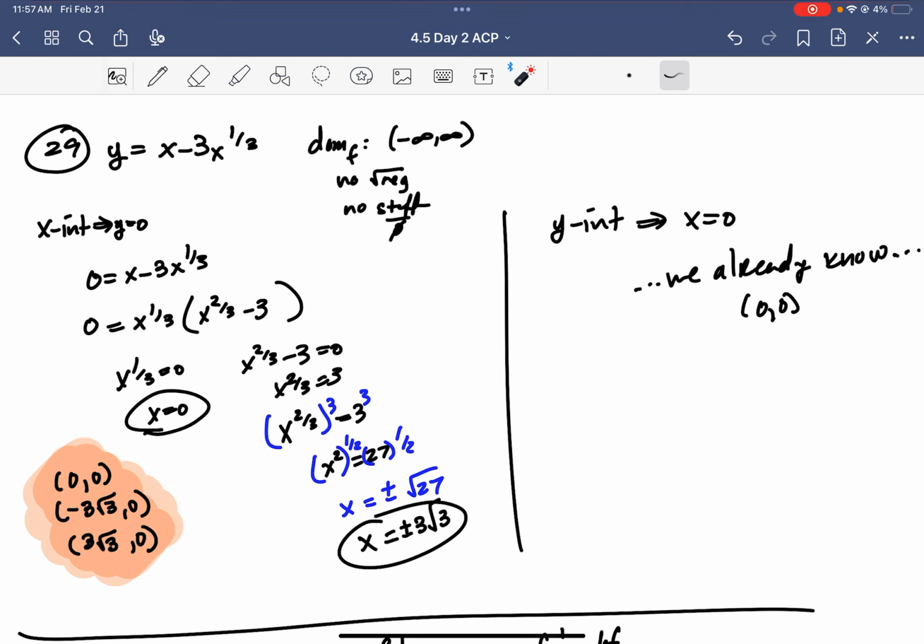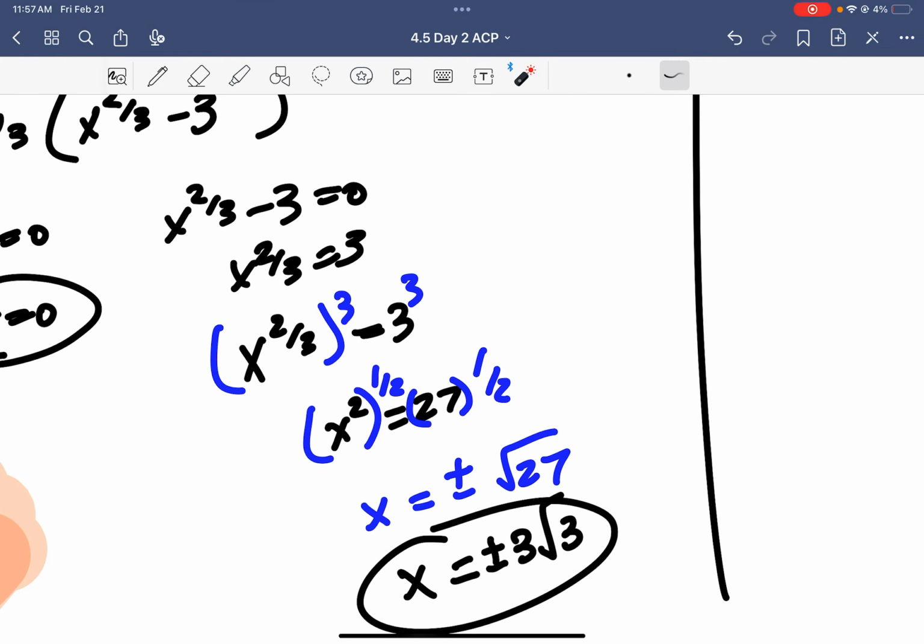So be careful that you know how we did this. Well, first, I had to pull out the x to the positive 1/3 because it's the smallest power. So then I say this times what gives me the first term. That's why it's x to the 2/3. And this times what gives me that term. Well, then this equal to 0, you end up getting x to the 2/3 is equal to 3.